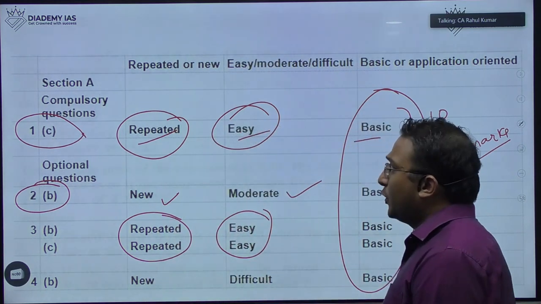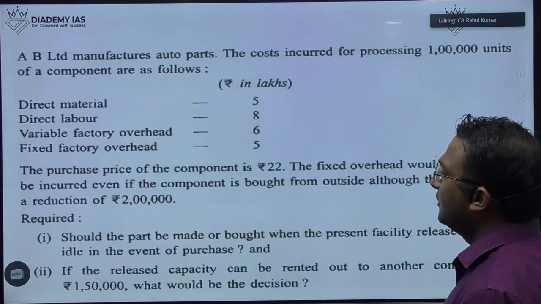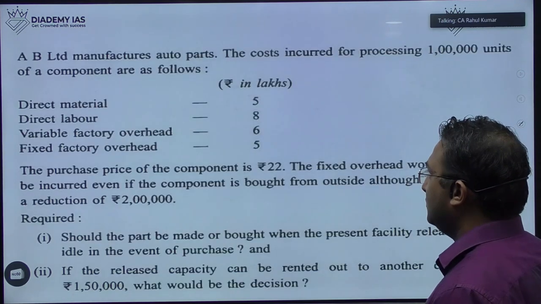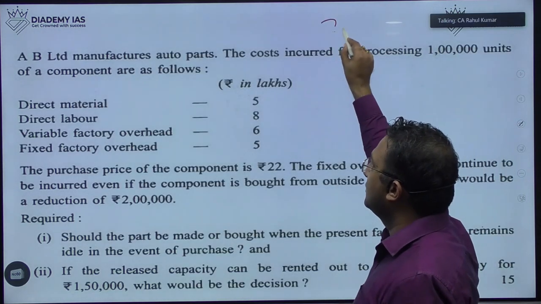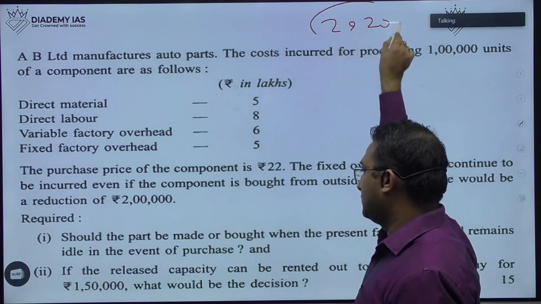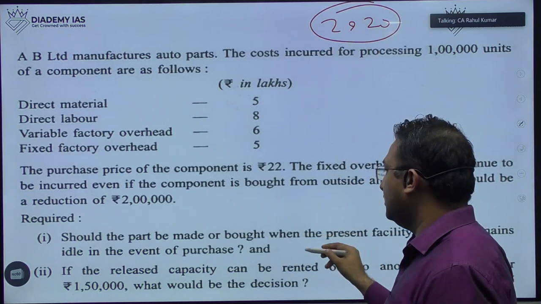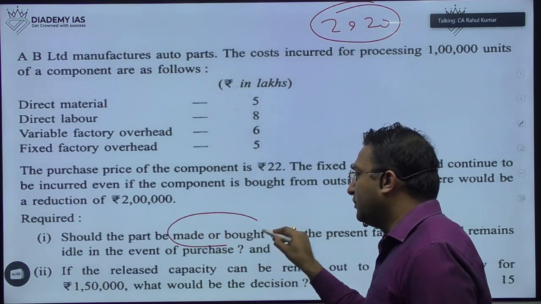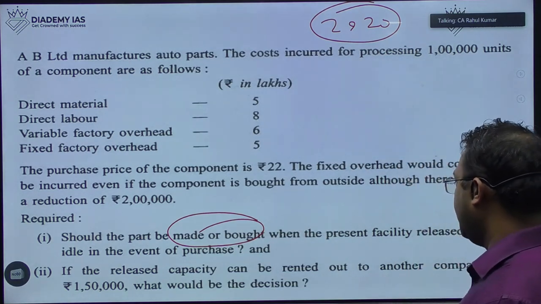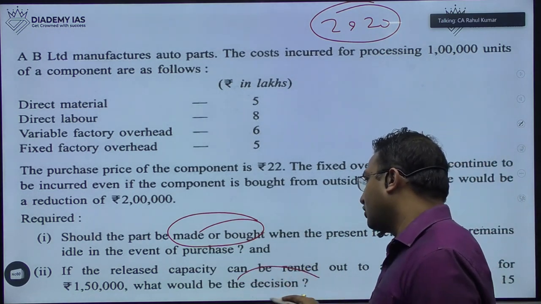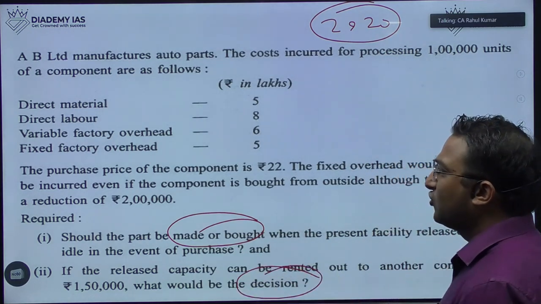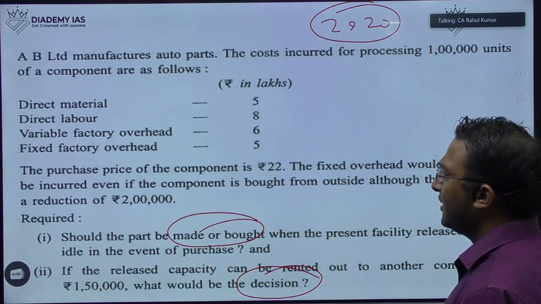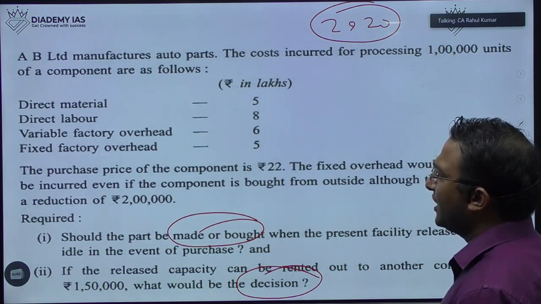Similarly, we can see 2021. This is the question in 2020. This question they asked from marginal costing, the make or buy decision: should it be made or bought? And the decision about it. So these types of questions they're asking; these are, I will say, repeated questions and moderate level of difficulty.